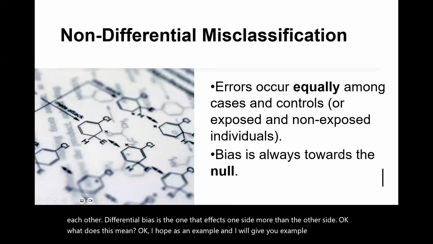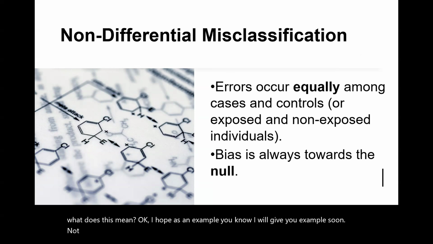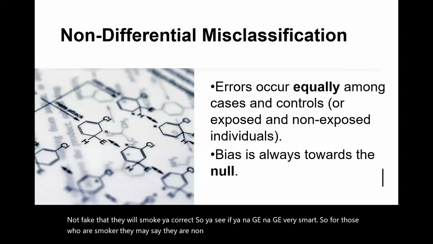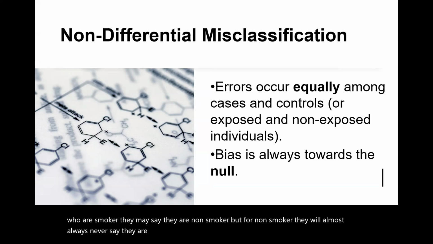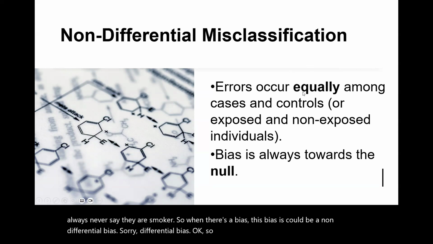It's like those who smoke will fake not smoking, but those who don't smoke will not fake that they smoke. Correct, good point, very smart. So for those who are smokers, they may say they are non-smokers. But non-smokers will almost never say they are smokers. So when there's a bias like this, it could be a differential bias.